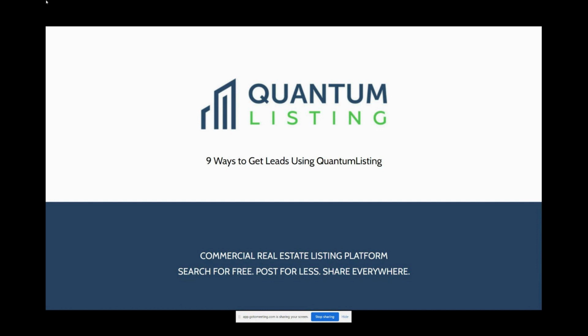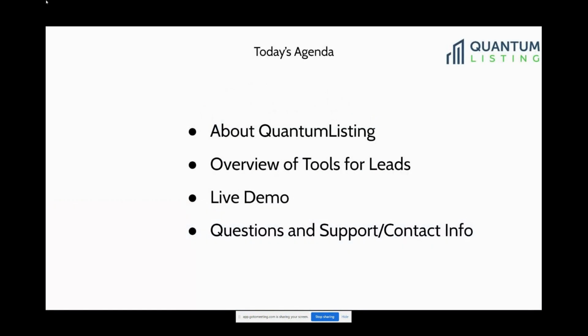It is September 23rd, and we are very excited to talk to you today about how to use QuantumListing to get leads. So I am going to just dive right in with our agenda and get started. We are going to briefly talk about just what QuantumListing is for those who don't know. Today's focus is on 9 different ways to get leads, although I would say there's probably a lot more than 9. These are kind of the major 9.